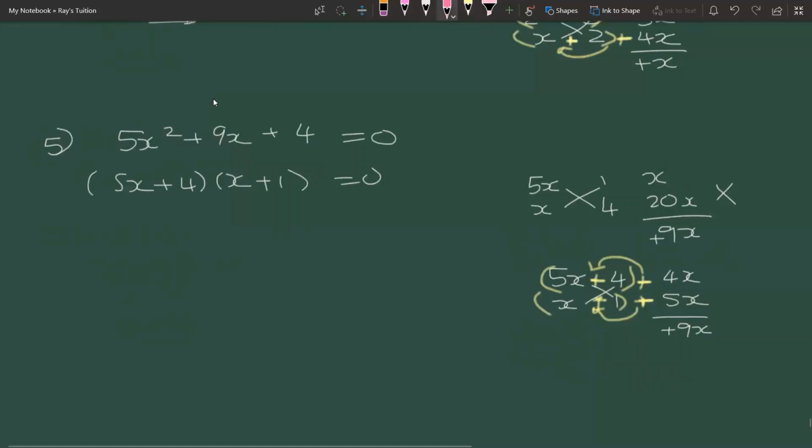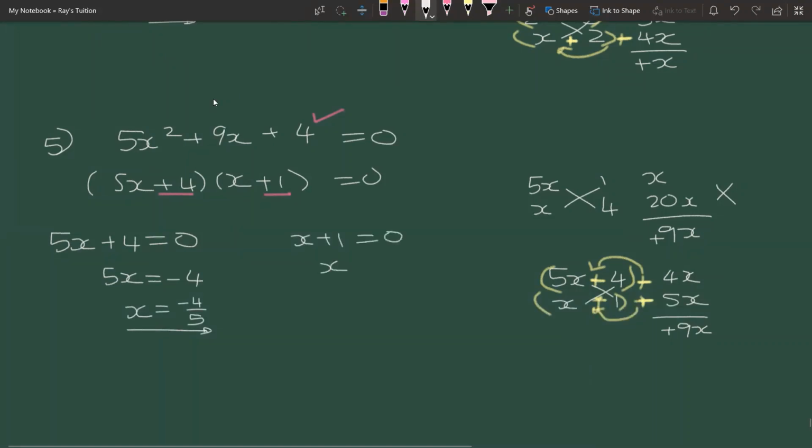Let's check. So 4 times 1 is 4, so that does work out. And then we have 5x plus 4 is equal to 0, which means 5x is equal to negative 4, which means x is equal to negative 4 over 5 when we divide both sides by 5. Or we have x plus 1 is equal to 0, which is x is equal to negative 1.